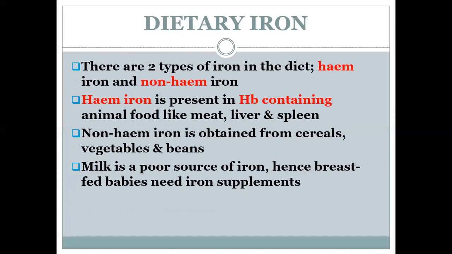The dietary iron is present in 2 types: the heme iron and non-heme iron. Heme iron is present in hemoglobin containing animal food like meat, liver, and spleen, and it is absorbed rapidly, while the non-heme iron is obtained from cereals, vegetables, and beans. Milk is a poor source of iron, and therefore breastfed babies need iron supplements.